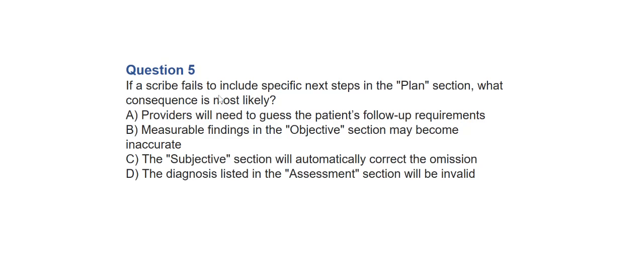Question 5. If a scribe fails to include specific next steps in the plan section, what consequence is most likely? A. Providers or clinicians will need to guess the patient's follow-up requirements. B. Measurable findings in the objective section may become inaccurate. C. The subjective section will automatically correct the omission. Or D. The diagnosis listed in the assessment section will be invalid.